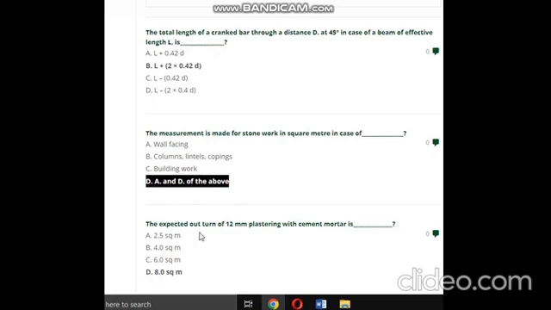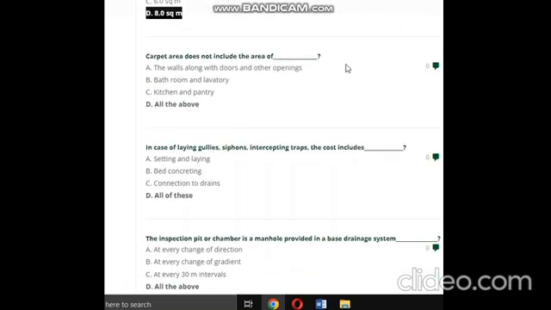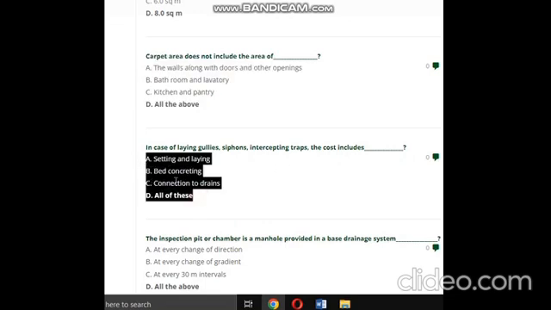The expected outturn of 12 mm plastering with cement mortar is 8.0 square meter. Carpet area does not include the area of all of the above: the wall, bathroom, kitchen, all of the above. In case of laying gullies, siphon, interception trap, the costs include all of the above: setting, laying bed, concreting, connection to drain.